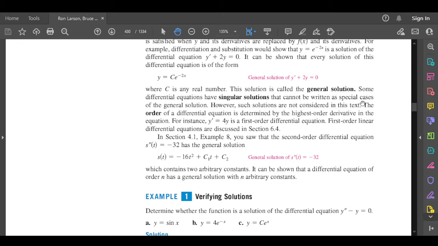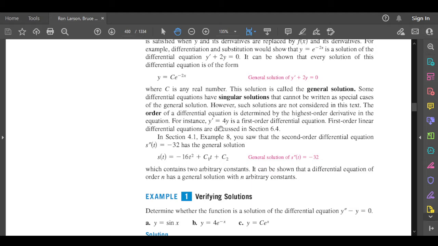Some differential equations have singular solutions that cannot be written as special cases of the general solution. However, such solutions are not considered in this text. So we are going to specify only up to the general solution and the particular solution of this differential equation.